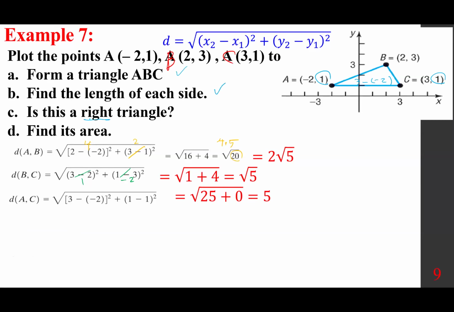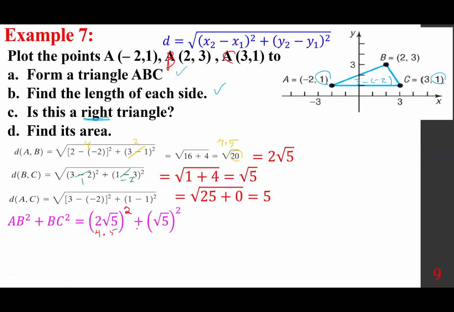The second part, is this a right triangle? Well, you remember the right triangle, a squared plus b squared equals c squared according to the Pythagorean theorem. And so let's square the sides, see if it works out. So AB squared plus BC squared. We're going to square this. When we square this, it becomes 4, and this comes out as 5.